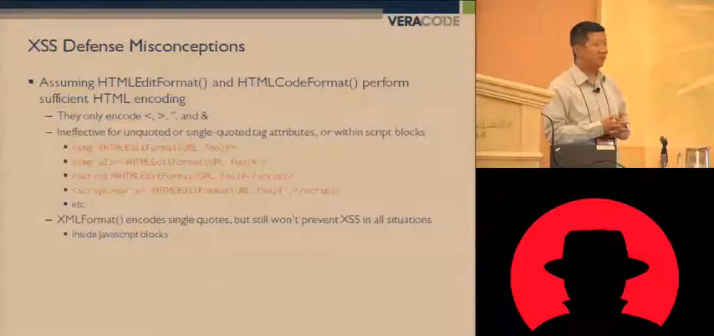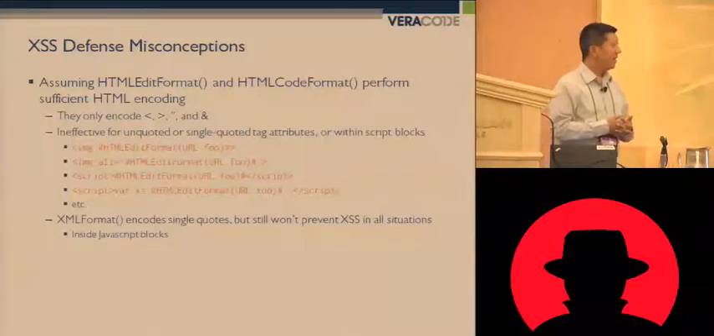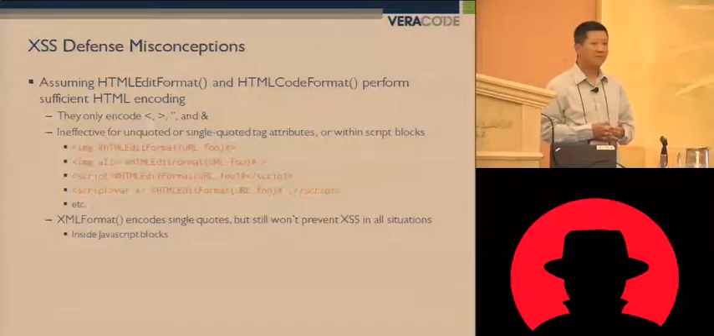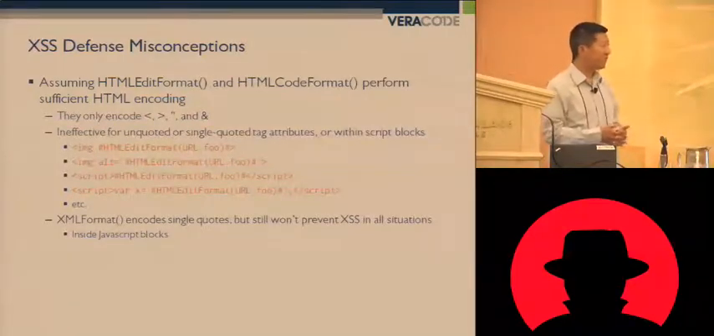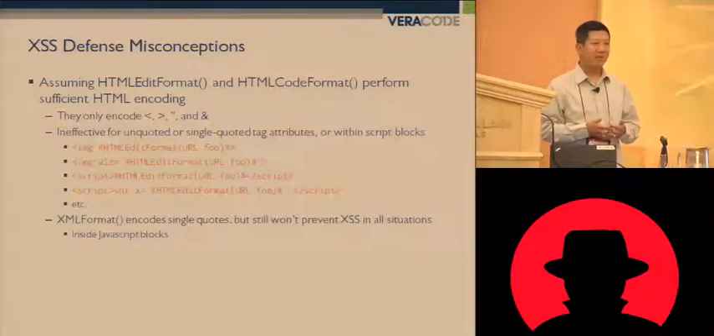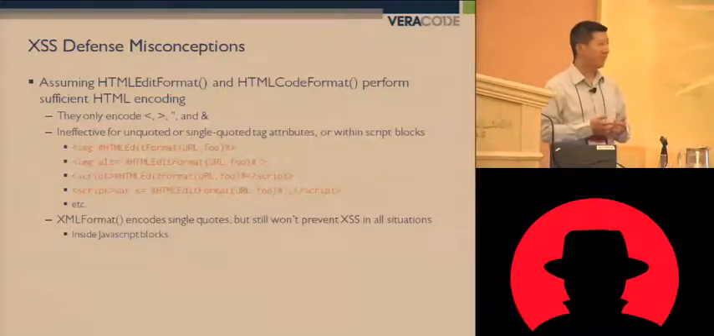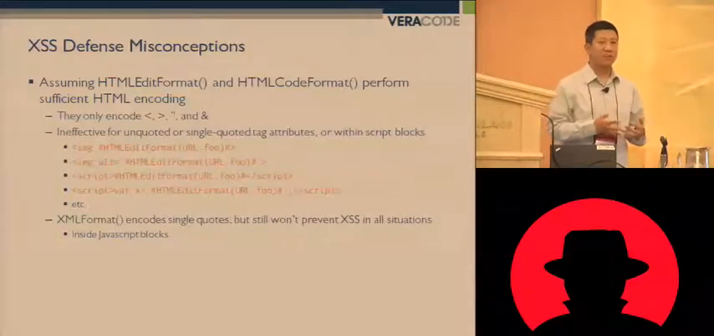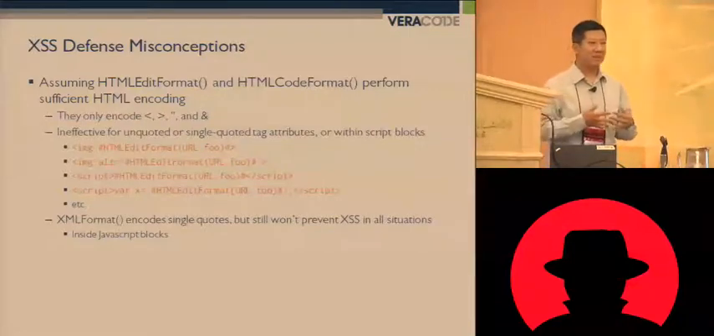because there are either no double quotes to escape from, or you don't have to worry about brackets or anything like that to get the attack to actually execute. There's another API called XMLFormat, and it's the same as HTMLEditFormat, except it also encodes single quotes. So now you get encoding of 5 characters instead of 4. So XMLFormat is actually better than HTMLEditFormat in just about every situation for protecting against cross-site scripting. But it's still not a complete one-size-fits-all, because you have to worry about situations where you're printing the output to an area of the page that's already in a JavaScript block. So again, that needs to be a contextual approach.